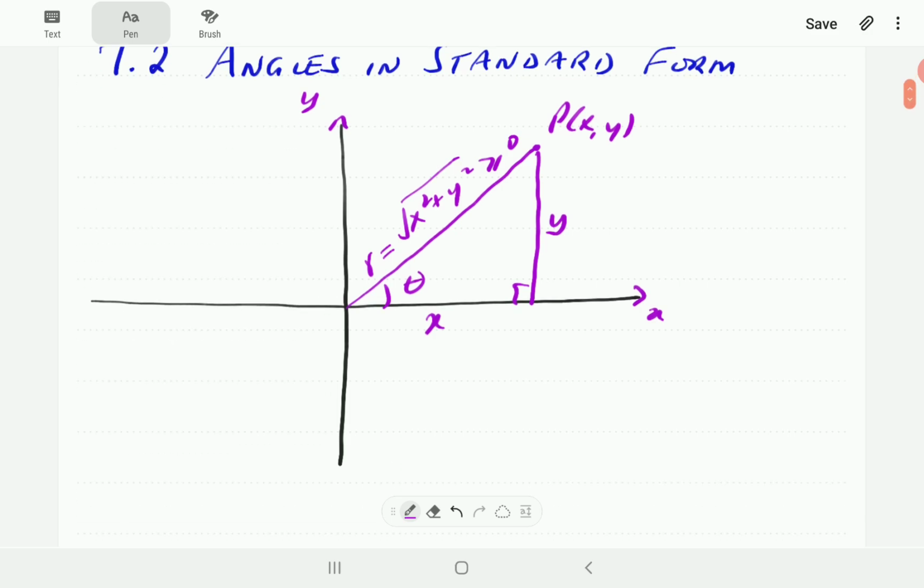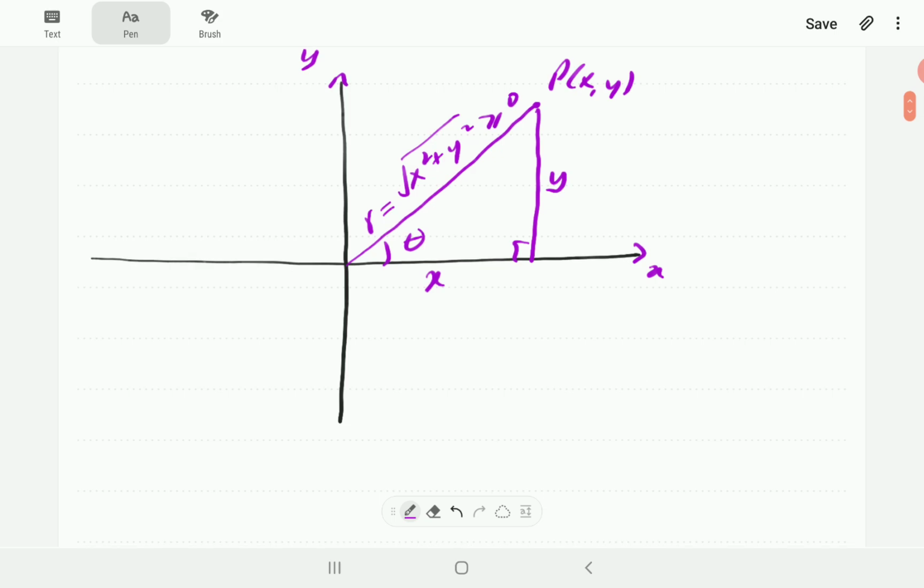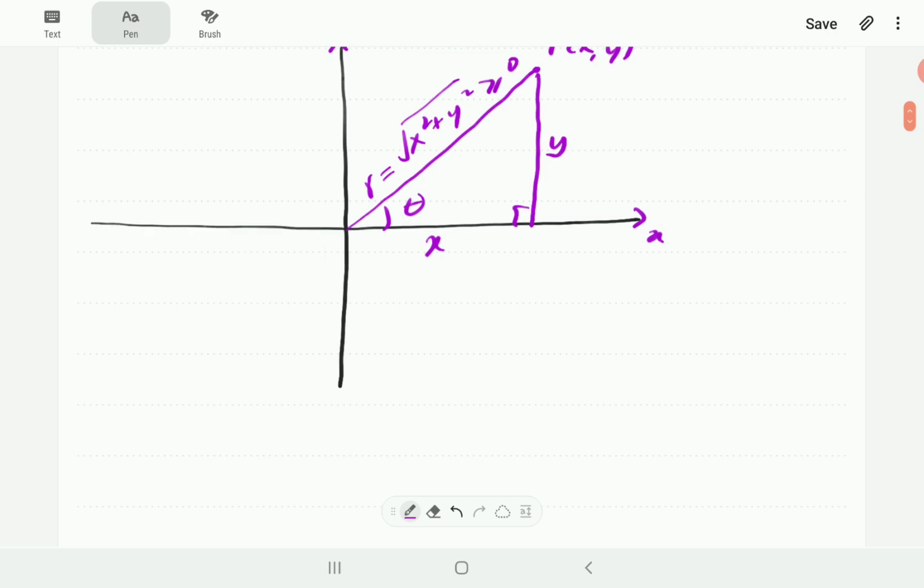Now we can define the trigonometric ratios of theta. So sine theta, for instance, is the opposite over the hypotenuse, so it's y over r. Then cosine theta is the adjacent over the hypotenuse. Then tangent theta is going to be the opposite over the adjacent.